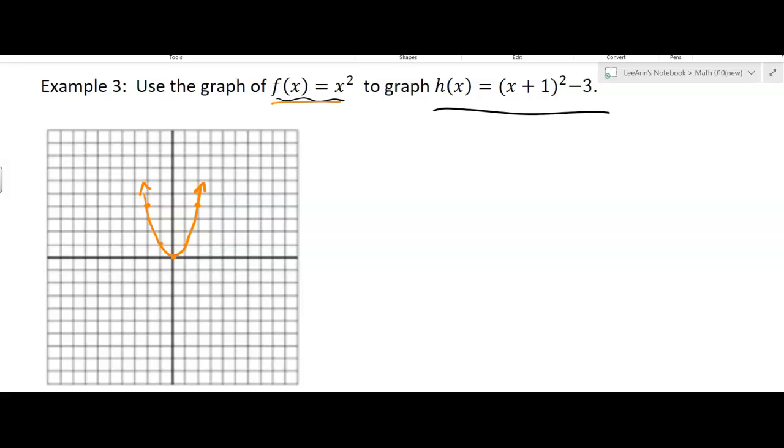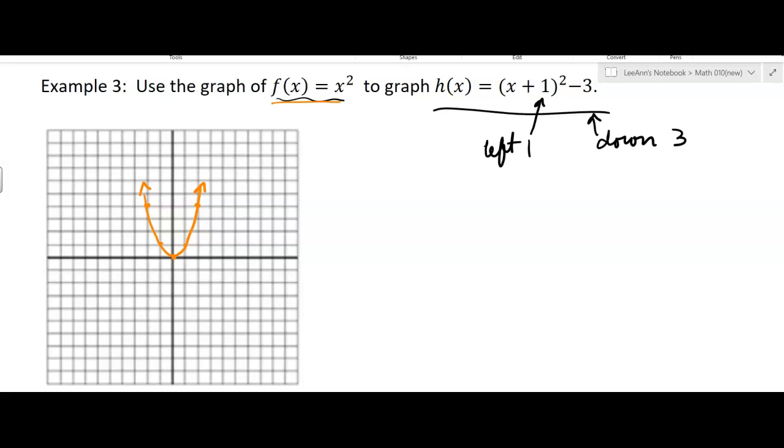Now we're going to look at h of x over here, and we're going to say, how is it shifting? Which one is the vertical shift and which one is the horizontal shift? Well, the -3 is the vertical shift, so it's going to shift down 3 units. And then the +1 is the horizontal shift. But remember, it's the opposite, so it's going to go to the left 1 unit.